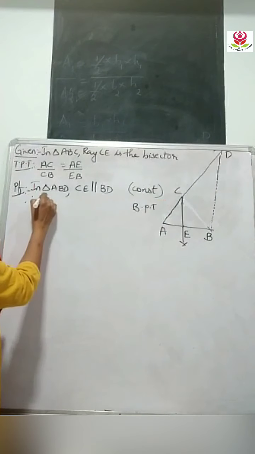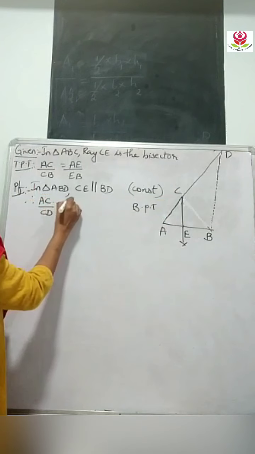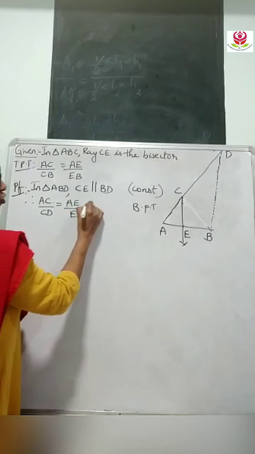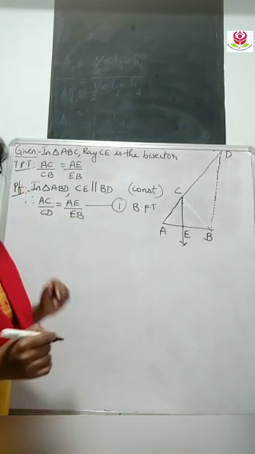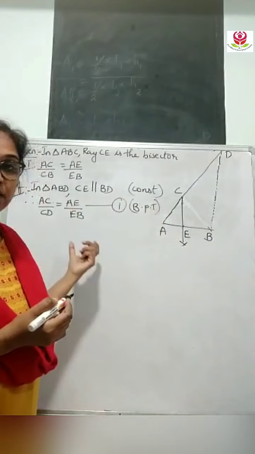According to that, you will get AC upon CD is equal to AE upon EB. So this I am marking as my equation 1. By the basic proportionality theorem, you get this equation.